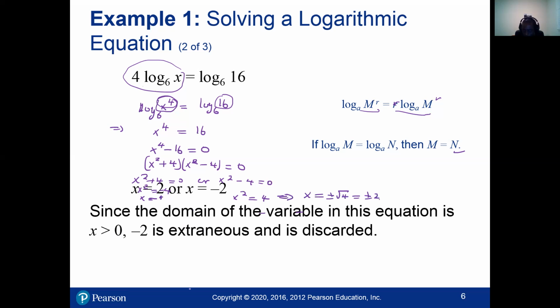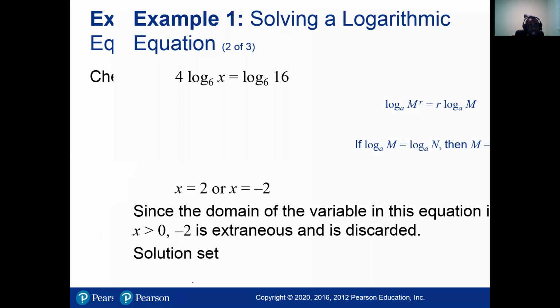So what is the solution set? We have to check the solution, whatever it is, and then be able to write the solution set. So we go to the next step and check it there.